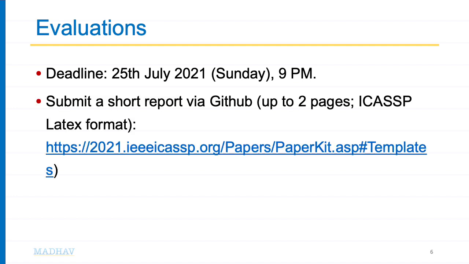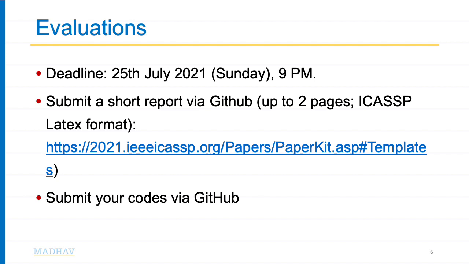Now, the evaluation. The deadline for the whole project will be 25th of July, which is Sunday, night 9 p.m. Then you submit a short report via GitHub. I will share the GitHub link with you soon. The TAs will do that. This report should be up to 2 pages long, not a very long report, just up to 2 pages is enough. Use this format, it's a LaTeX format, and download the files from here. And submit your code via GitHub.